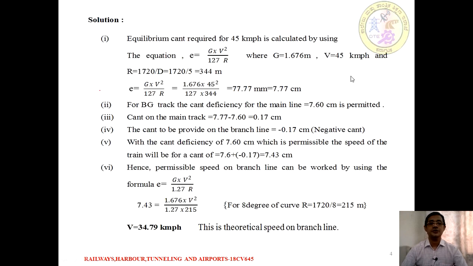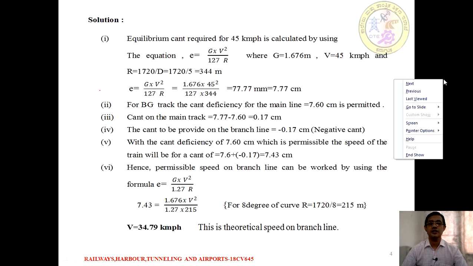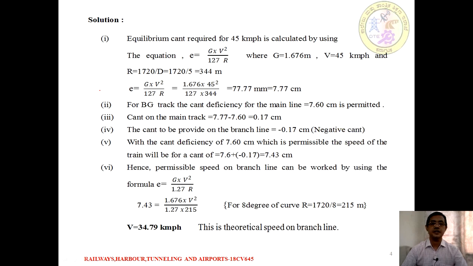Solution. So for this one, the equilibrium cant which is required for the given speed, that is 45 kilometers per hour, is calculated by using the standard equation. So that is E is equal to GV square by 127 R. So as I said, in the previous session also I had explained. So try to remember this standard equation. This is based on the given gauge length, the speed and the radius of the curve.